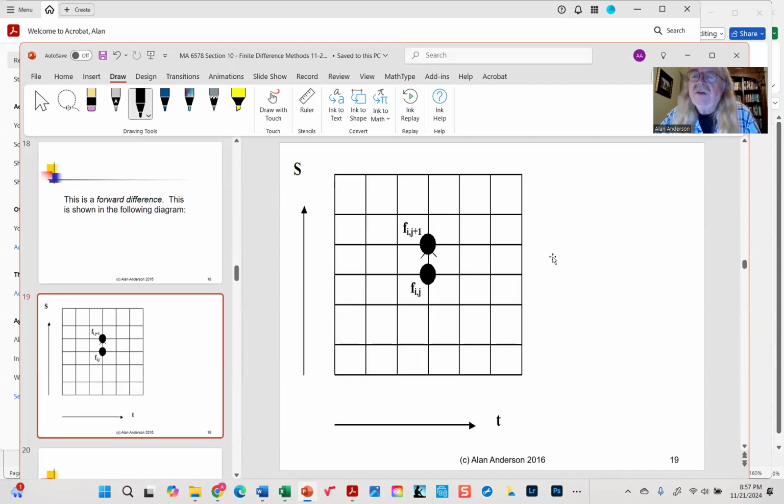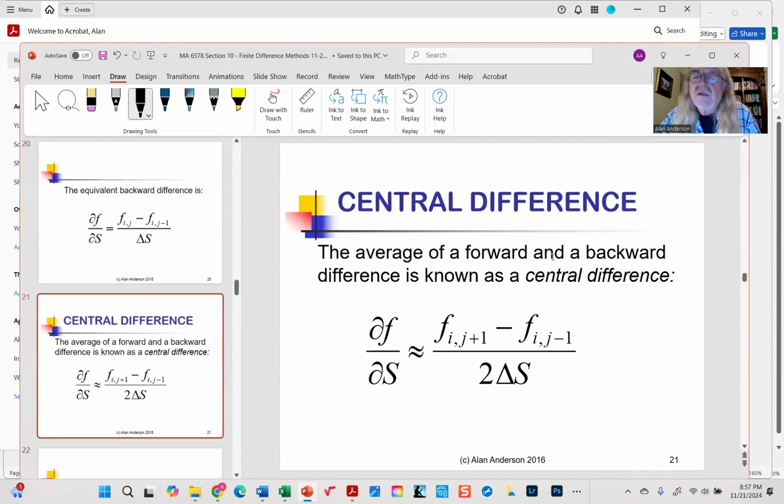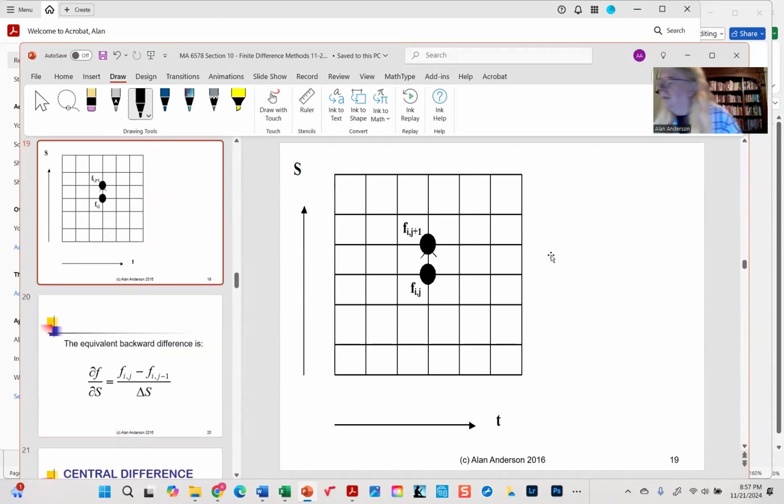And once again, this is a forward difference. The backward difference would be, oh, okay, it would be down here. Means you'd be going down, basically. Let's say that I have F i, j minus 1.